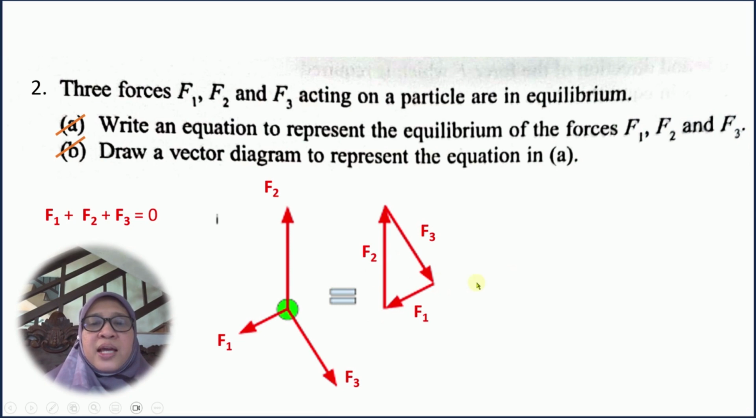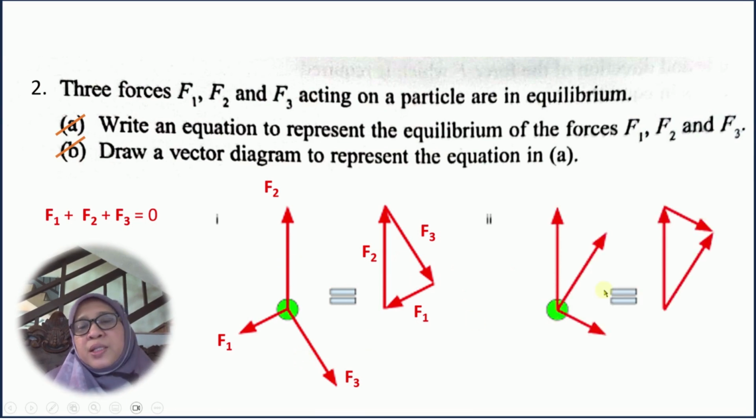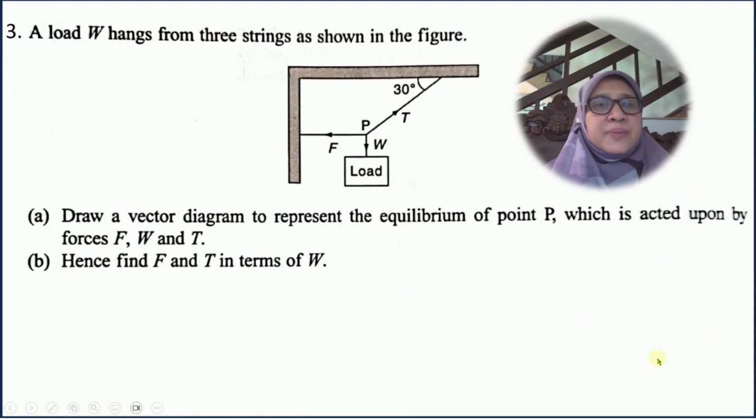Or actually, it's up to you which direction to use for F1, F2, F3. For example, if I choose F1, F2, F3 in this direction, you just follow their direction to make a complete triangle using the tip to toe method. And don't forget to label the forces, the vector forces. Okay, next, question 3.